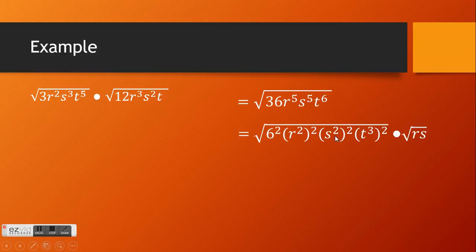Then, the extra s, we also put in the other radical sign, because our s is raised to 5 and we only have 4 in the first radical sign. Then, t cubed raised to 2, we have exactly 6, so we no longer need to put it in the other radical sign or radicand. It is equal now to getting the perfect root of the first radicand. Then, it becomes 6r squared s squared t cubed square root of rs.